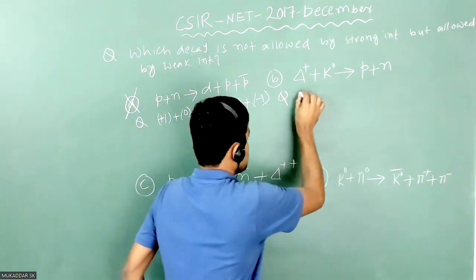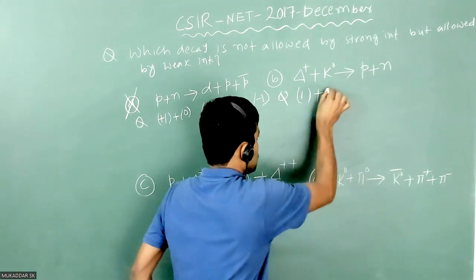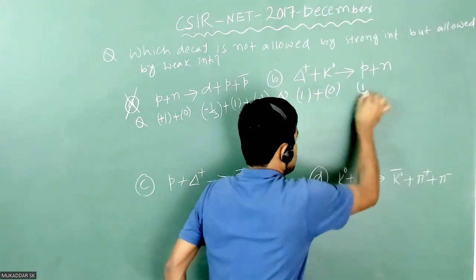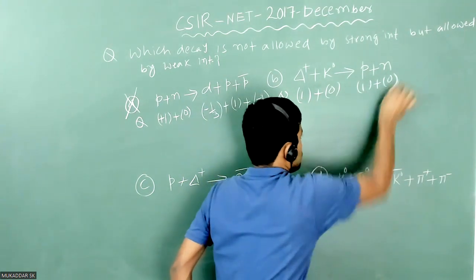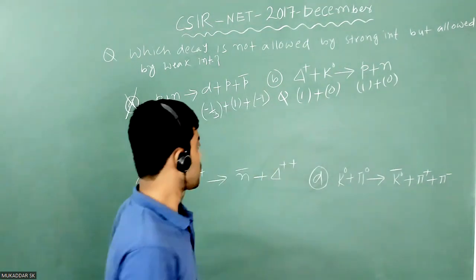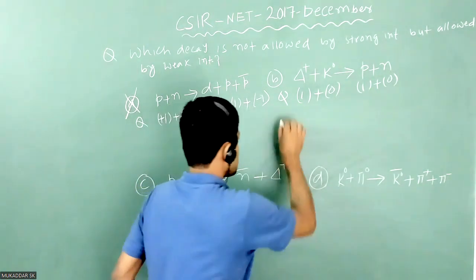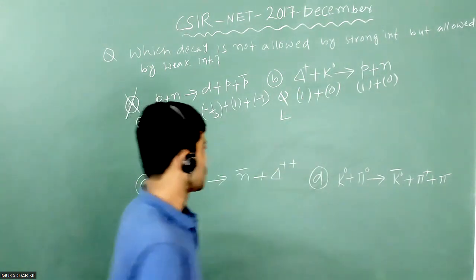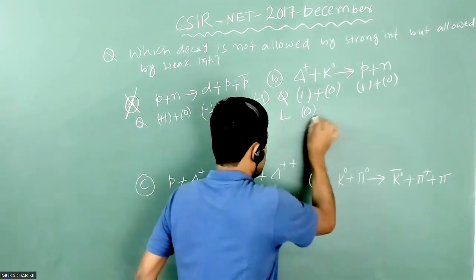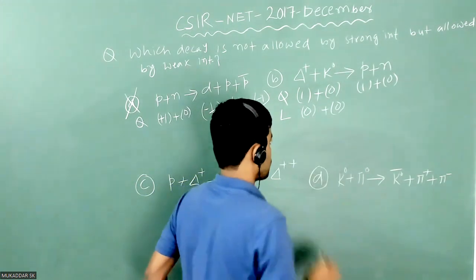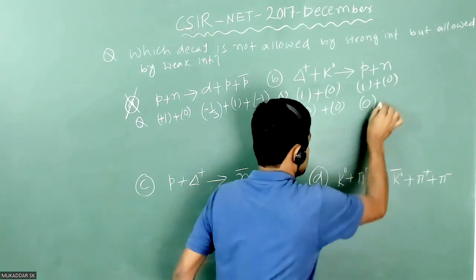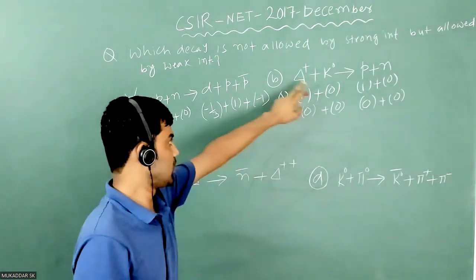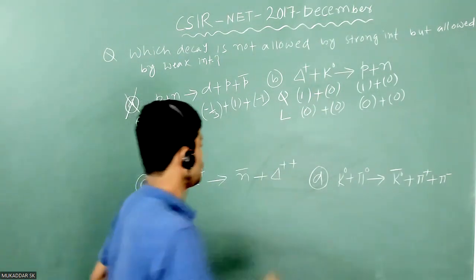So let us check charge conservation first. For delta plus, charge is +1. For K0, charge is 0. And for P, charge is +1. For N, charge is 0. So charge is conserved in this decay. Okay, now we'll check lepton conservation. None of them are lepton particles, so obviously that number will be 0 for all. So this implies lepton is conserved for this decay.